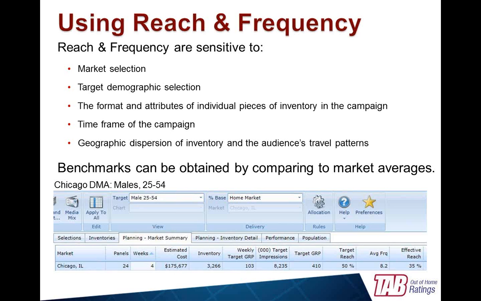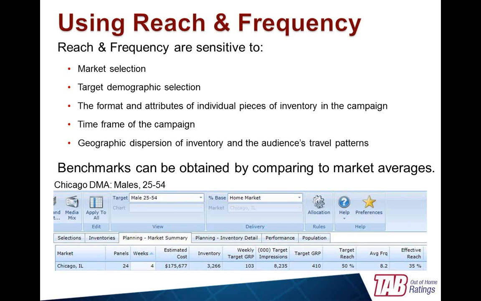Our reach and frequency system is sensitive to a lot of things, which is a good thing. Included in those things are market selection, the type of market you selected, as well as the market itself, the demographic selected, the actual format and attributes of the individual pieces of inventory in the campaign, including all of those visibility attributes, including the road it's on, the time frame of the campaign, and also the geographic dispersion of the inventory and the audience's travel patterns that are actually seeing that advertising.